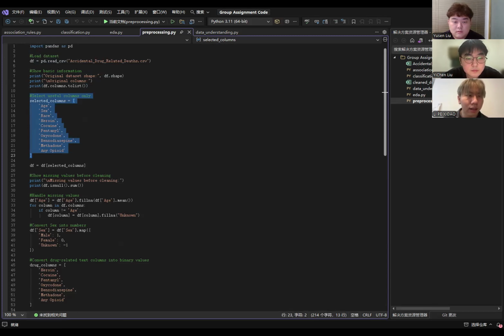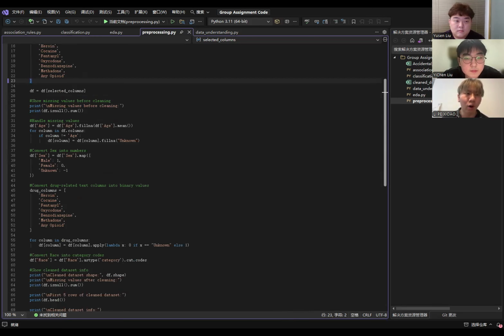In this section, we chose only the columns that are relevant to our analysis. We kept age, sex, race, and the main drug-related indicators such as heroin, cocaine, methadone, and any opiate. We removed many other columns because they were location-based or descriptive, and they were not useful for our predictive models.